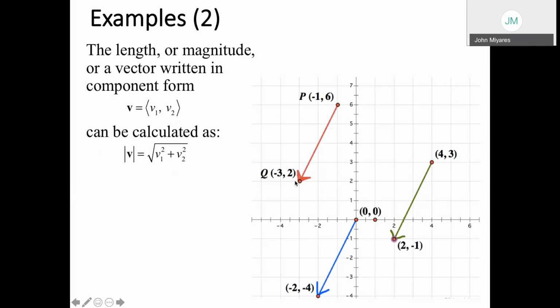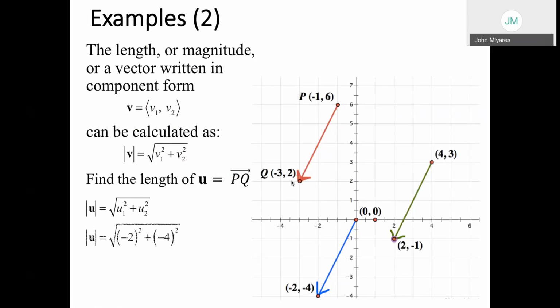So then, finding the length of this diagonal vector will follow the Pythagorean theorem pattern as before. For this particular example, if you were asked to find the length of vector u, or the length of vector PQ, we could apply this formula and insert each of the components in its place.